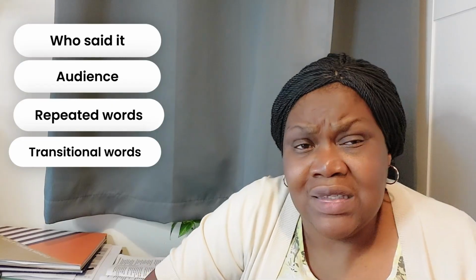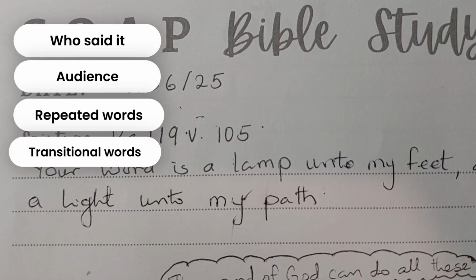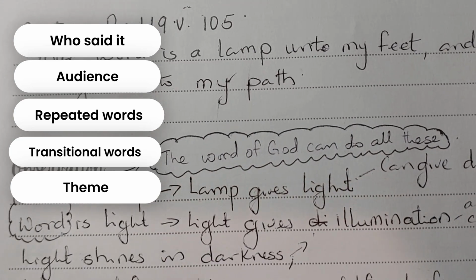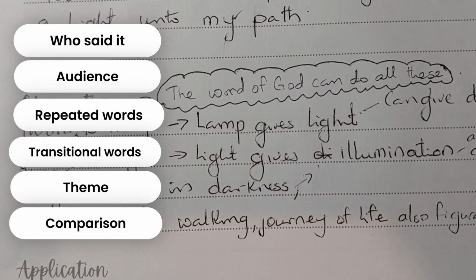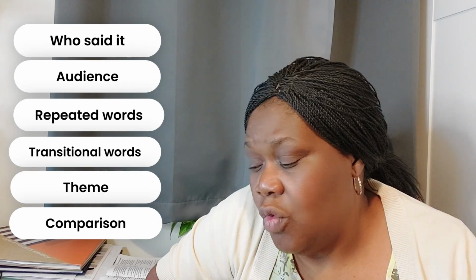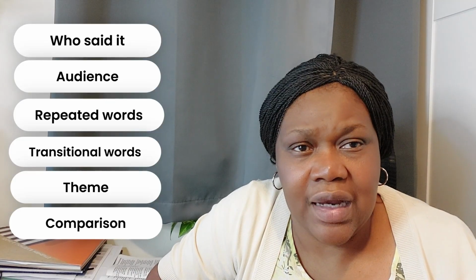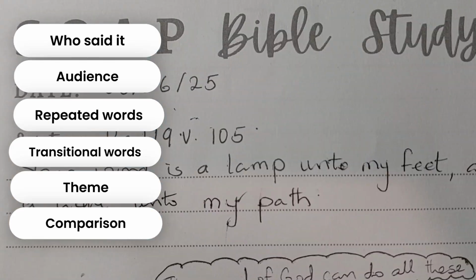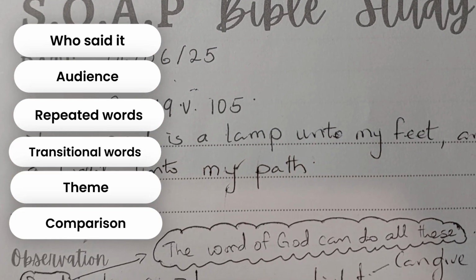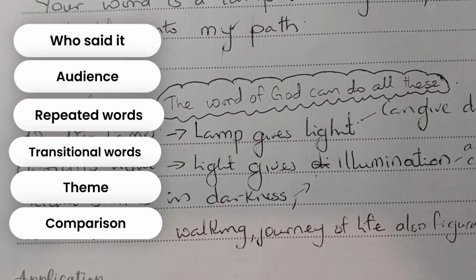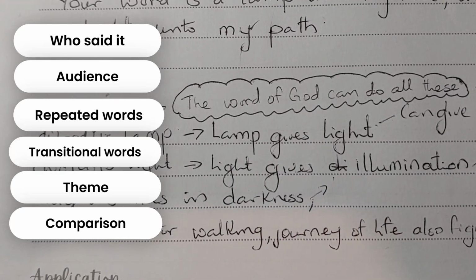So those kinds of words. Is there any theme with regards to what is being said there? And is there any kind of comparison being made in the verse? For instance, if I'm looking at Psalm 119, verse 105, it says, your word is a lamp unto my feet and a light unto my path. So you're thinking there is a kind of comparison there in that sentence. And so considering and looking at the words in detail that were used in the verse would help you to really get into it.